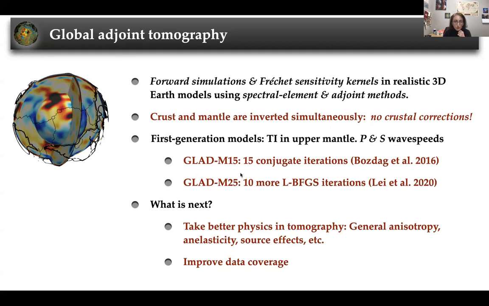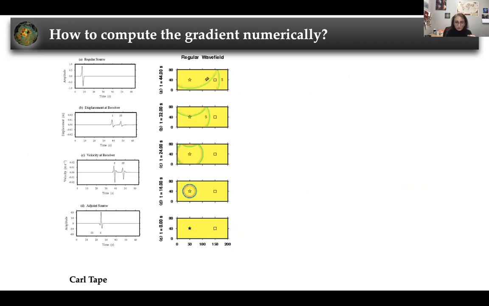And the first global adjoint model is GLAD-M15, which is the result of 15 conjugate gradient iterations. And then GLAD-M25, the successor of M15, was performed with 10 more L-BFGS type iterations. And of course, now what is next? We continue improving these models by taking better physics in the inversion part, like addressing general anisotropy, anelasticity, or better addressing source effects, while we try to incorporate more and more data.